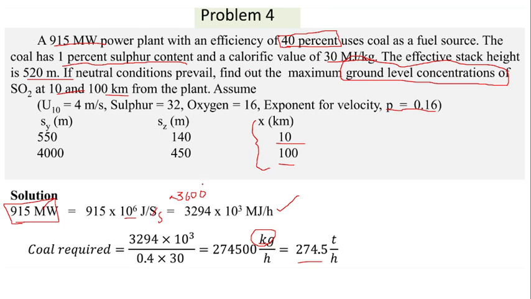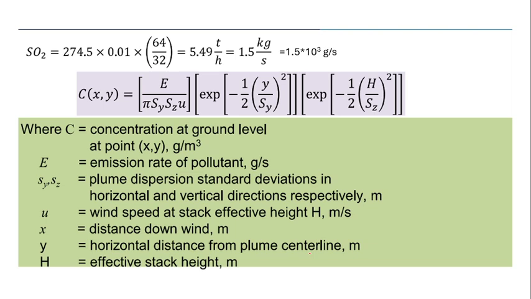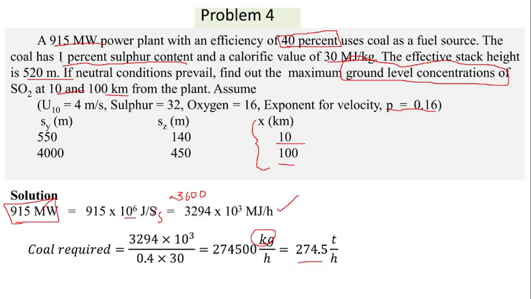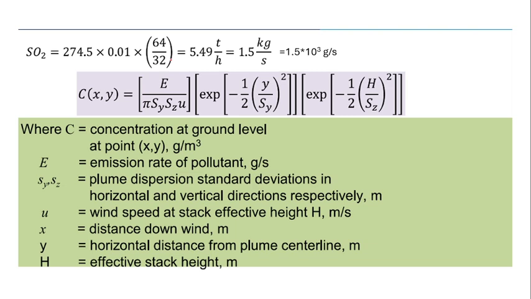So we are using the power to calculate the initial amount of coal required. So now the initial amount of coal required is calculated. So in 274.5 tons of coal, how much amount of sulfur dioxide is there? Okay, that is what we are going to calculate. In the question, it is given the coal is having 1% of sulfur content.